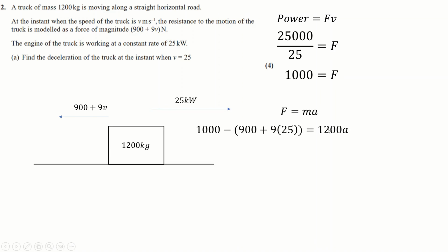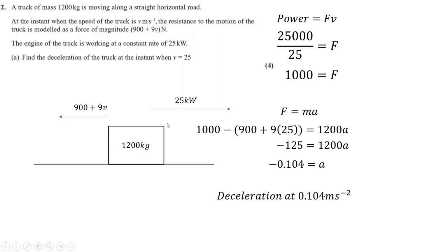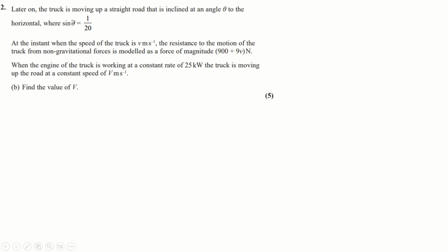And of course ma is just m times a, which is what we're looking for, so we work this out, we divide by 1,200, and we get, is that 1,200? Yeah, it is. And we get this as our deceleration. Good, and then part B is on a slope now.